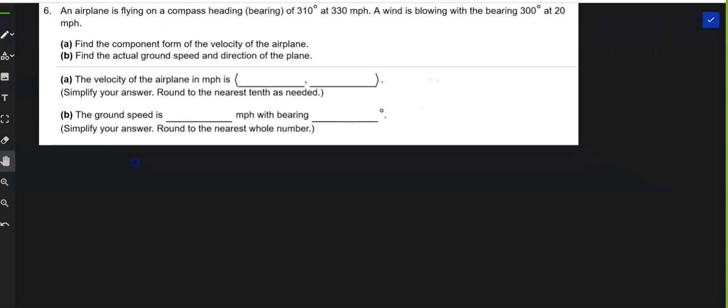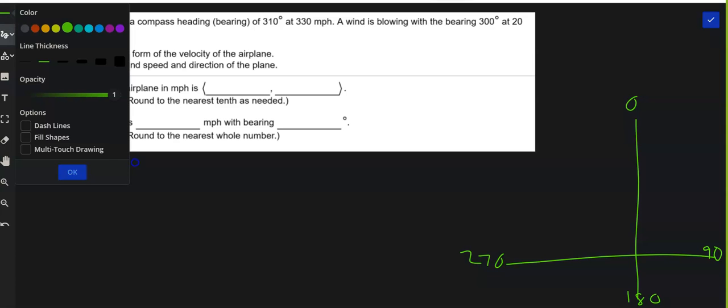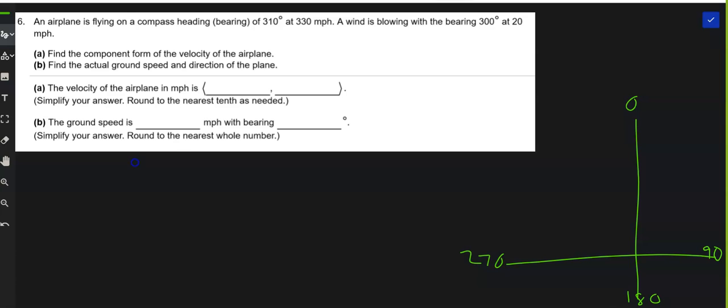Definitely need a picture here. So the bearing scale, as a reminder, remember you've got 0, 90, 180, 270. It goes in a clockwise fashion. I've got a bearing of 310 degrees for the airplane. So the airplane, let's see, 90, 180, 270, 310.